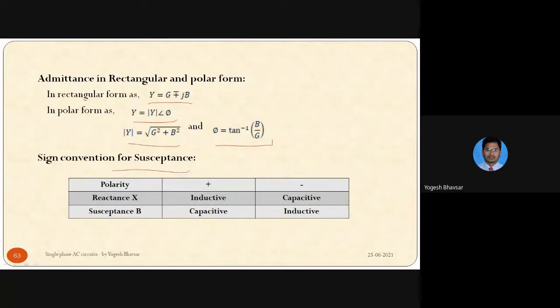Sign convention for susceptance, polarity positive or negative. For reactance X, if it is inductive, then it will be positive, and capacitive negative. But for susceptance, positive polarity is for the capacitive circuit, for the capacitor. Opposite of that, in reactance for impedance, if it is negative, then the circuit becomes capacitive, and for susceptance, negative means it will be inductive. So this is the summary.